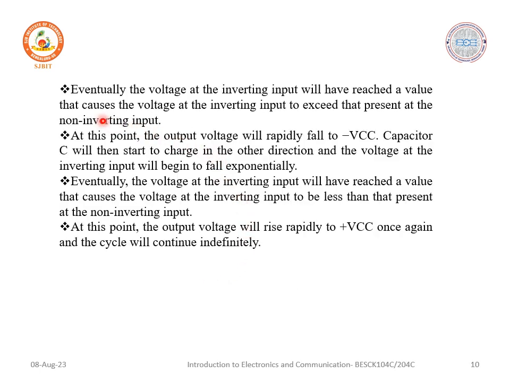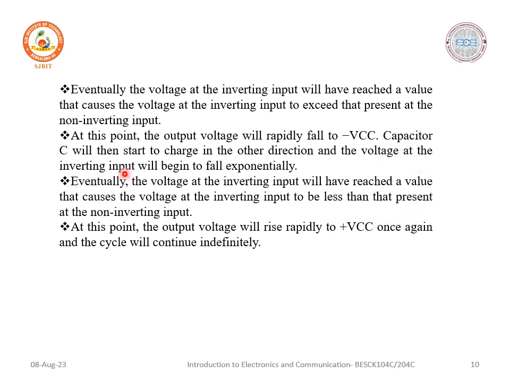Once the capacitor is charged, the voltage at the inverting input will reach a value that exceeds the voltage at the non-inverting terminal. Now the non-inverting terminal is less than the inverting terminal. Inverting terminal is dominating. Then V0 is V2 minus V1, so the output is negative. The output voltage will rapidly fall to negative, minus VCC.